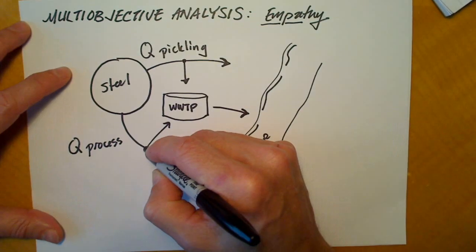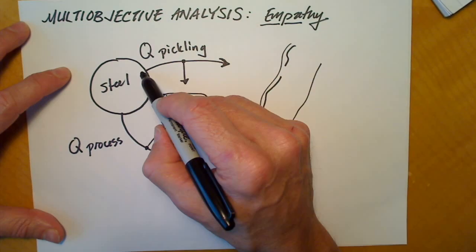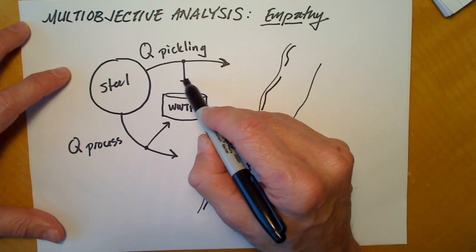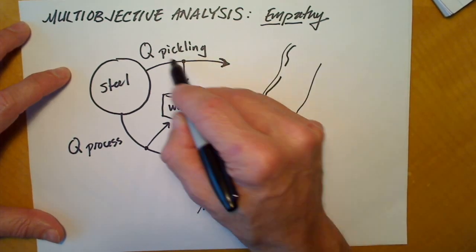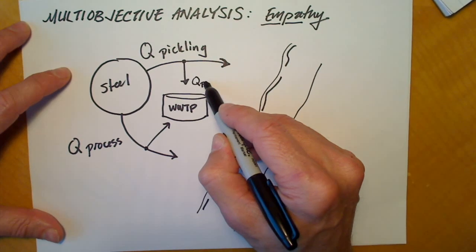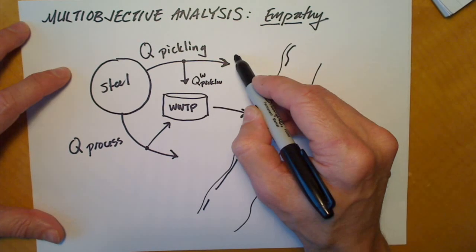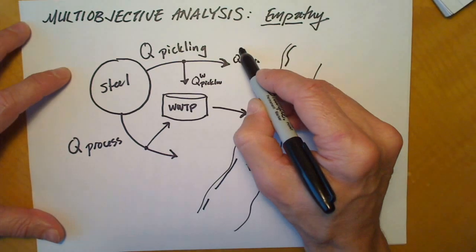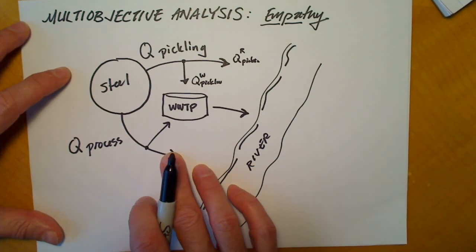This node in our diagram and this node in our diagram will be balance constraints. Whatever the total flow of pickling waste is, it must be partitioned between these two streams such that these two streams add up to the total flow. So we may call that Q pickling that goes to the wastewater treatment plant and Q pickling that goes to the river. You can do the same thing for the processed water.